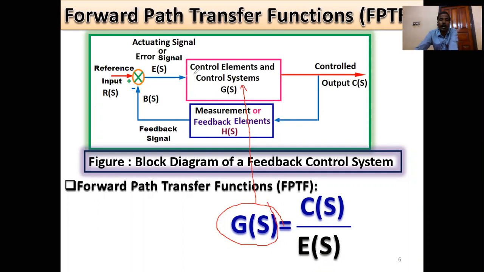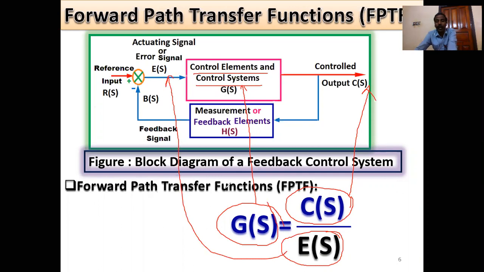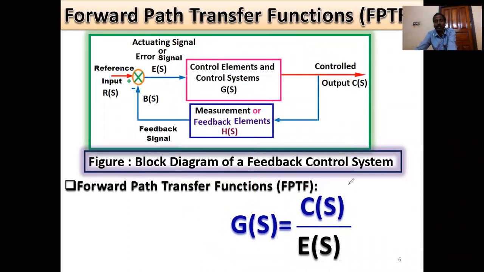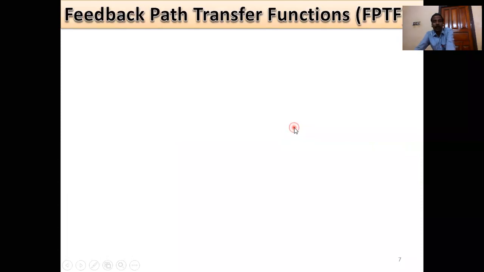That means controlled elements and control systems gain, and C(S) is the controlled output or effect, and this is the actuating signal or error signal E(S). So the forward path transfer function equals output by input, because this is the output and this is the input for the control element or control system. The output by input ratio is called the transfer function. That's why G(S) equals C(S) by E(S), provided all initial conditions are 0.